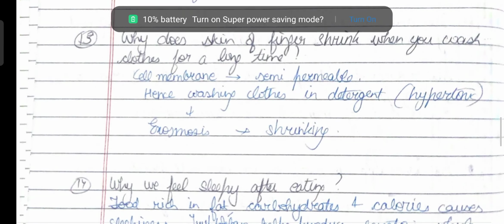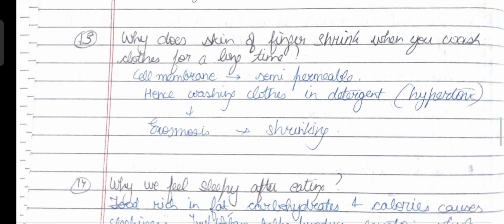Next question is why does the skin on fingers shrink when we wash clothes for a long period of time? So what happens is that the cells present in the skin, they are covered by a cell membrane. And the cell membrane is semi permeable in nature, which means that water can flow inside or out.